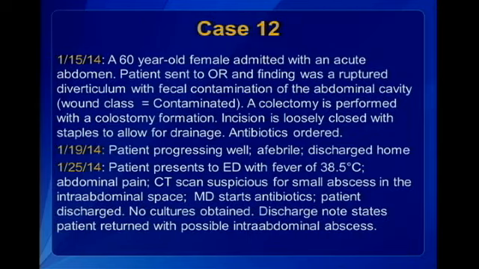All right, case 12, I think we're getting close to the end of our cases here. So this is on the 15th of January, a 60-year-old female was admitted with acute abdomen, sent to the OR, and the finding was a ruptured diverticulum with fecal contamination of the abdominal cavity, wound class contaminated. Colectomy is performed with a colostomy formation. The incision is loosely closed with staples to allow for drainage, and antibiotics are ordered. So on 1/19, the patient is progressing well and is afebrile and is discharged home.